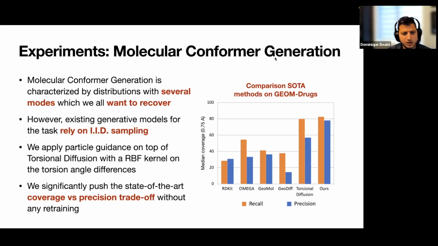Hey, so for your method here, are you basing it on top of torsional diffusion? Yeah, I'm literally taking the pre-trained torsional diffusion, and at inference time, just adding this particle guidance and kernel, and seeing how it improves the inference results.